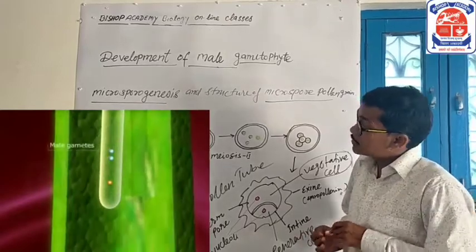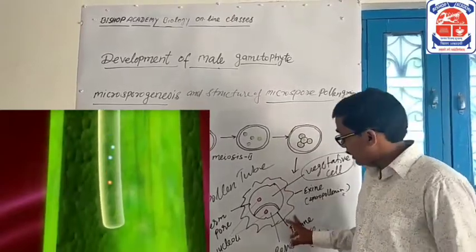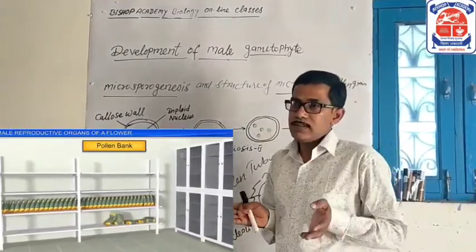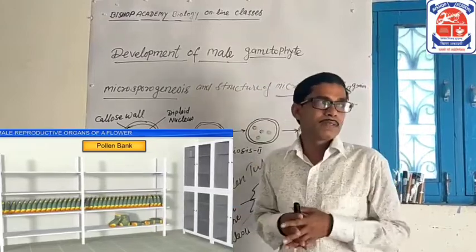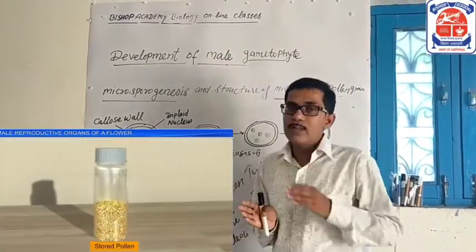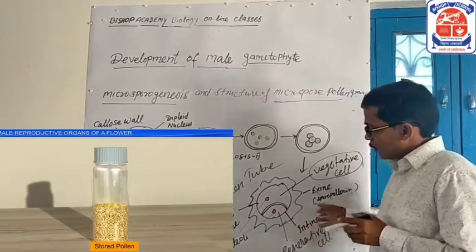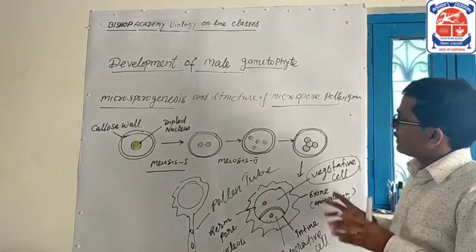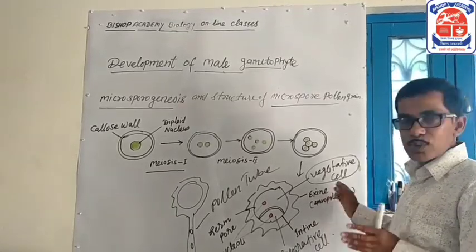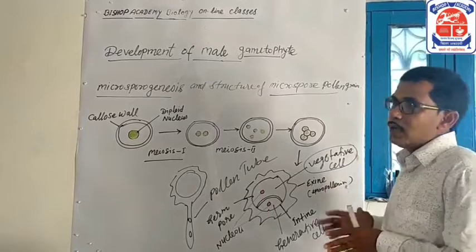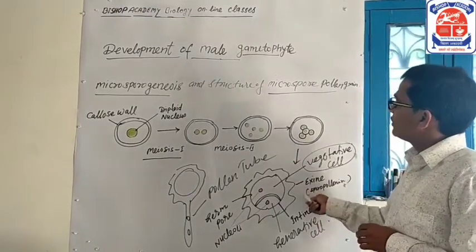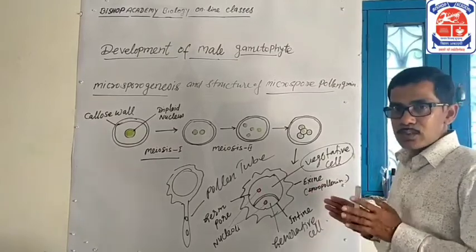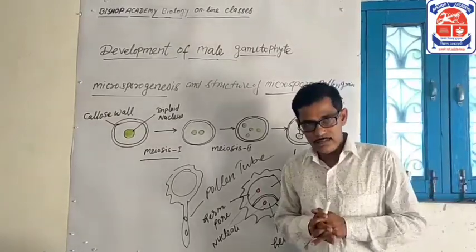So these are the structures of pollen grains. Pollen grains also have commercial use. They are used for different purposes because they contain different types of nutrients. So by the process of microsporogenesis, microspore tetrads are formed, and microspore tetrads further develop into microspores, also called pollen grains.